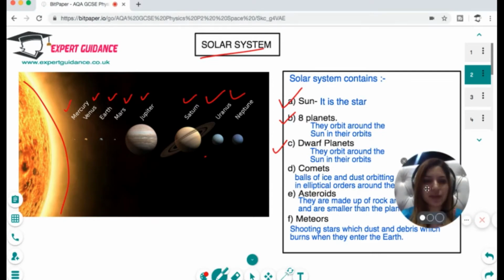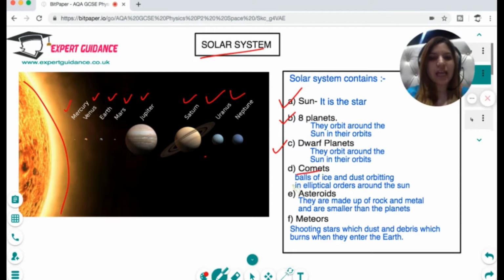Example, Pluto. Then comets. Comets are balls of ice and dust orbiting in elliptical orbits around the sun. Then there are asteroids. Asteroids are made up of rocks and metals and are smaller than the planets. And there are meteors, which are the shooting stars, which are dust and debris which burn when they enter the Earth. So you should know what the different components of the solar system are and what they exactly are.